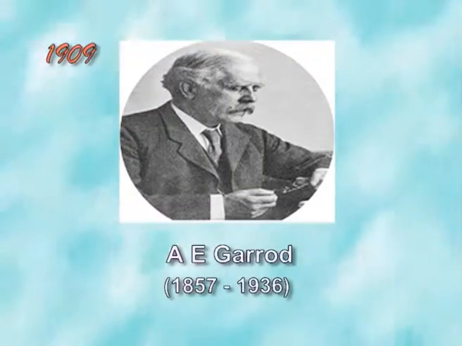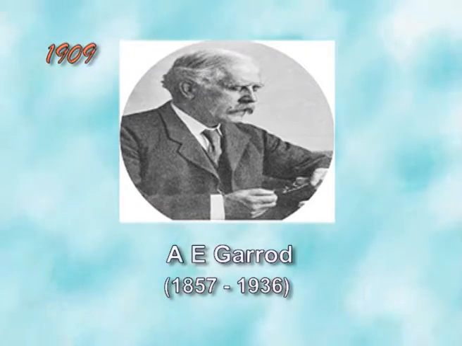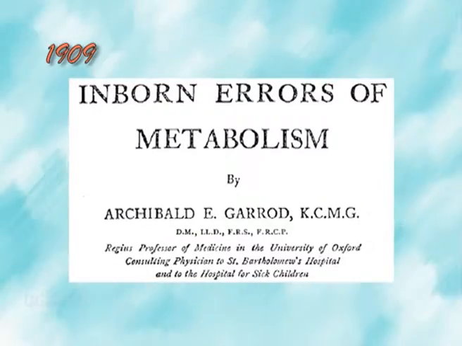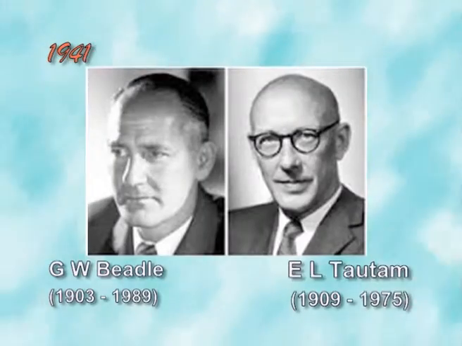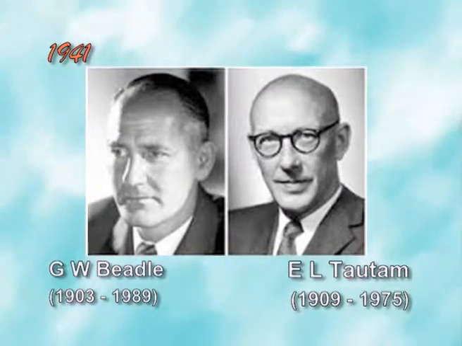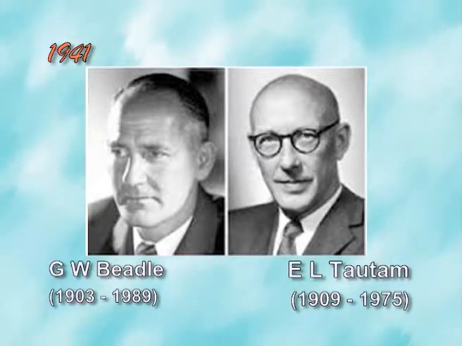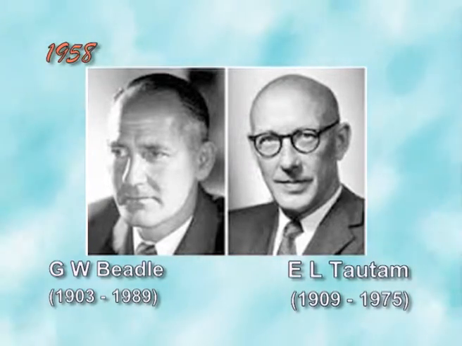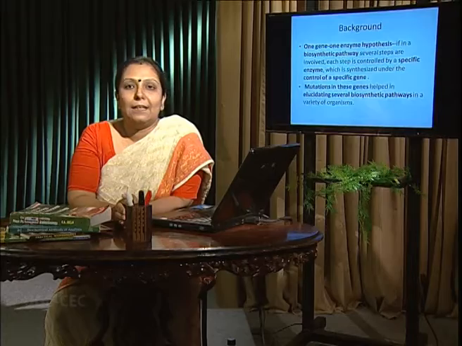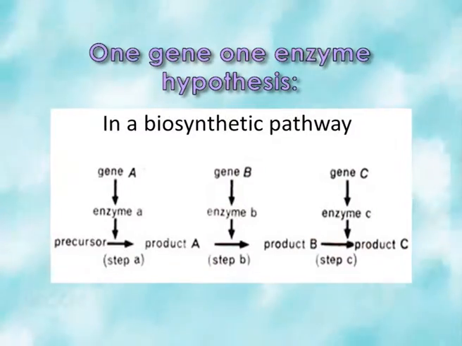Let's start. In 1909, E. Garrod proposed the inborn errors of metabolism in man, which is related to biochemical mutation. Then in 1941, Beadle and Tatum found the biochemical mutation in Neurospora, and they also worked with Drosophila, and they got the Nobel Prize in 1958 for that. They proposed the one gene, one enzyme hypothesis.